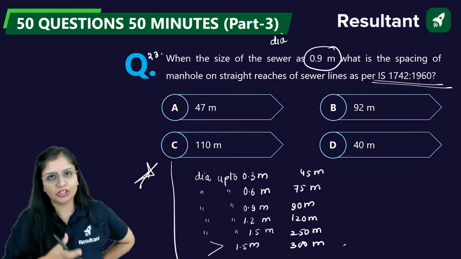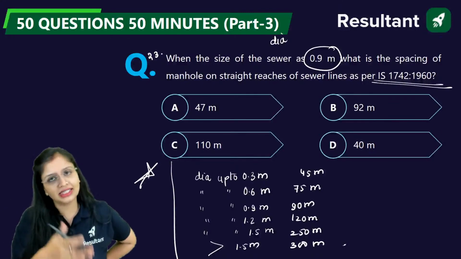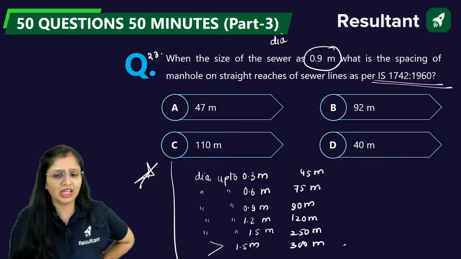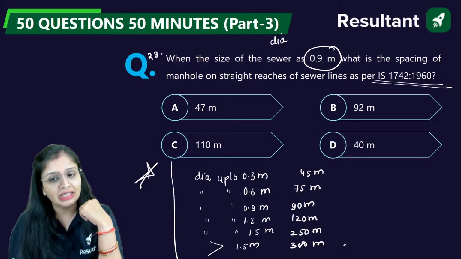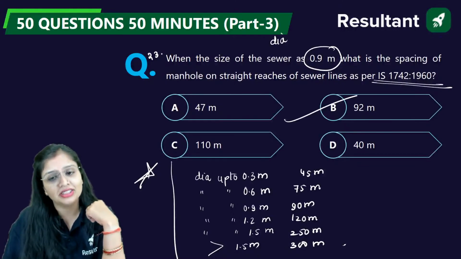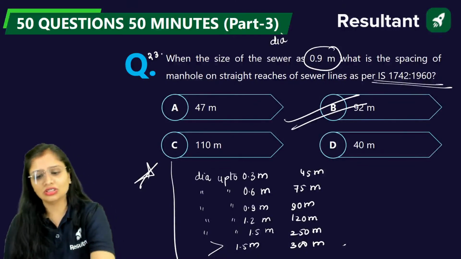Right now I told you about 0.9 meter, but it is not necessary. In the exam they can ask you for 0.9 meter, or any other one, so you should remember. Now 0.9 meter is 90 meters. 90 meter is not given in the question, but 92 meter is given, the one which is closest.